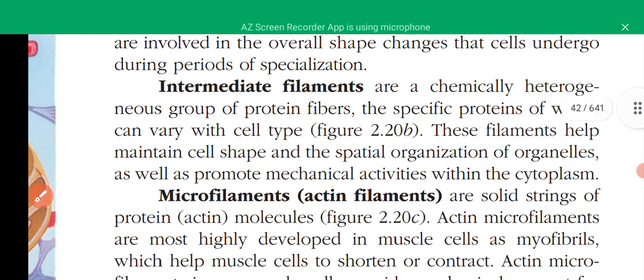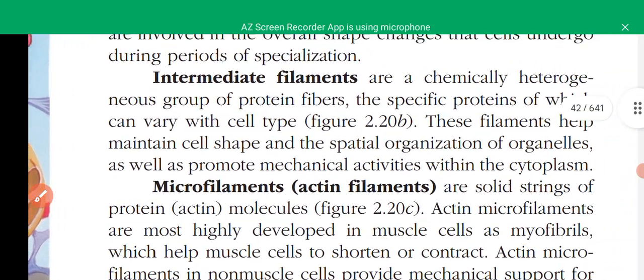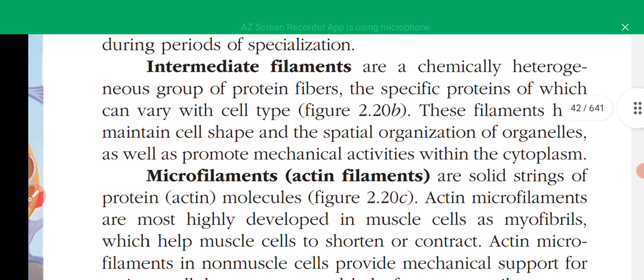Then there are intermediate filaments. Their diameter is intermediate between those of microtubules and microfilaments. There is no particular type of protein, but they are composed of a heterogeneous group of proteins, and they are different in different types of cells. What are the functions? They help maintain cell shape, and their function is also maintenance of cell shape and spatial organization of the organelles. They also help promote mechanical activity within the cytoplasm, and compartmentalization may also take place.